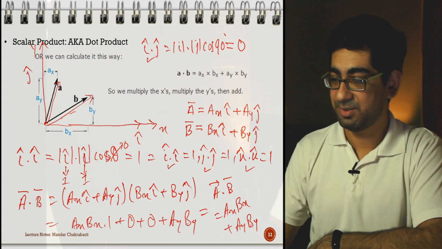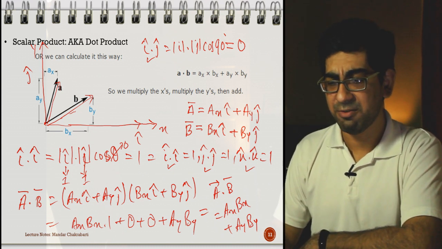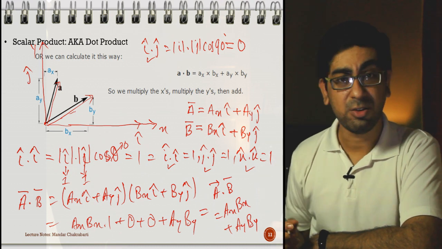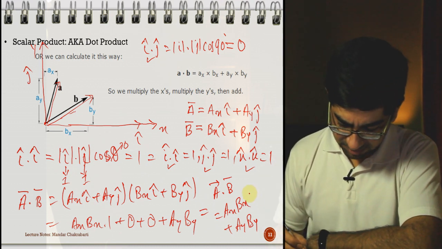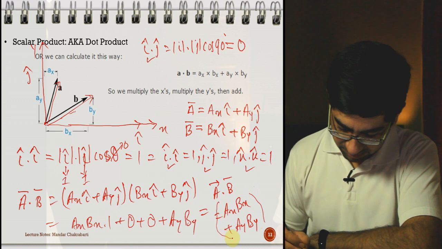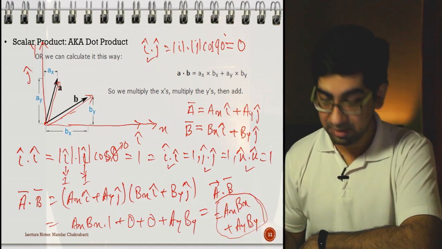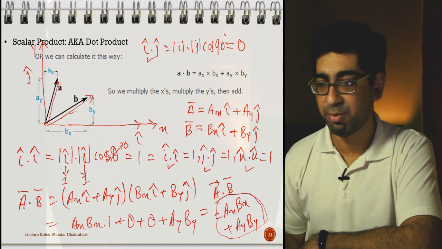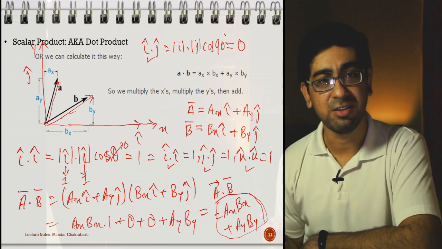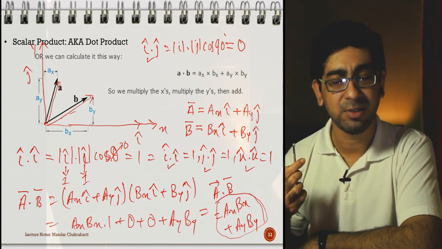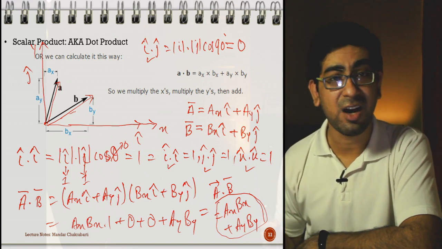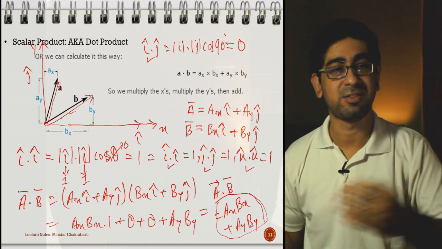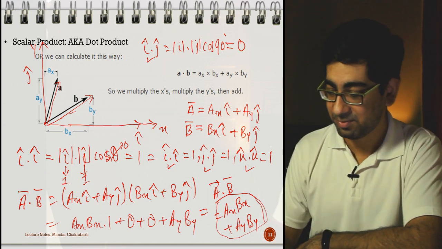Now that we have understood what the dot product is, you can see that this result is purely magnitude. There is no i or j component. So a dot product, the result of a scalar multiplication of two vectors, ends up with, surprise surprise, a scalar value.